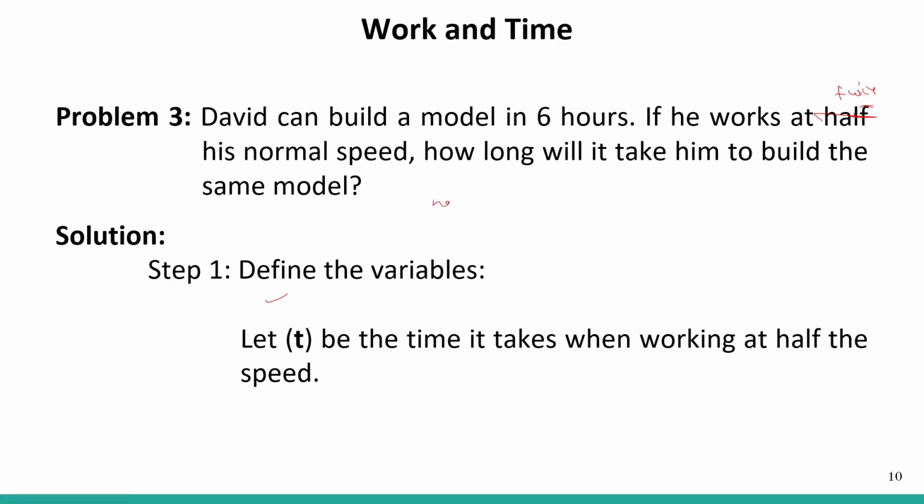So if he works at half of his normal speed, how much time will it take? For the same work, work into time: 6 into 1 is equal to x into 1. Sorry, if his speed is half, the work completed in that time is half, that is x into 1 by 2. So this implies that x is equal to 12 hours. If his speed is half, then he will take 12 hours to complete the same model.